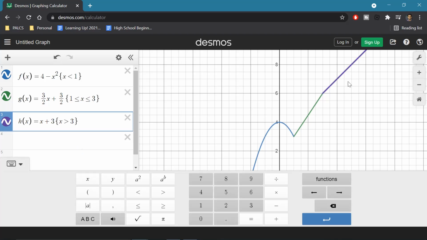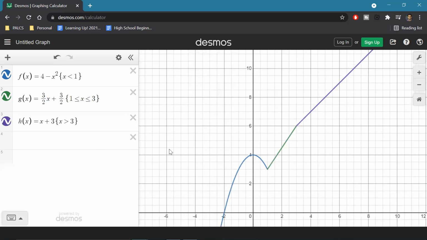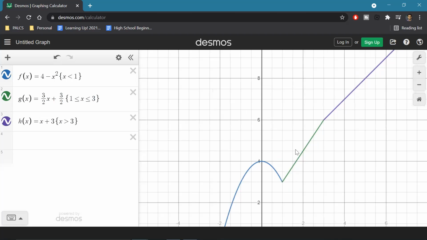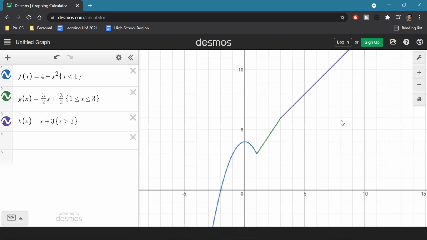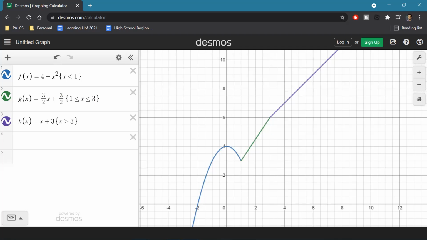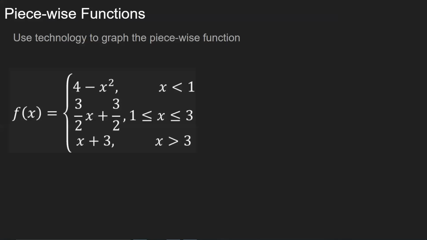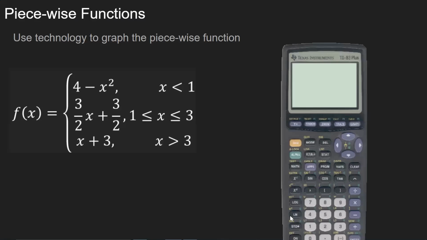Okay, so now we have it in purple here for this. And you can play around with it, zoom in, zoom out, move it around, change the scaling, and all kinds of things. Okay, so now let's take a look at how to do this on the TI-83.